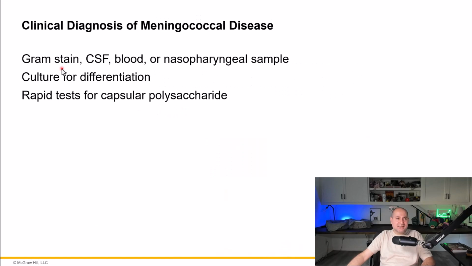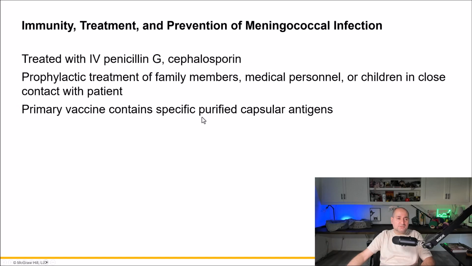This can usually be diagnosed by gram stain of CSF, blood, or nasopharyngeal sample. A rapid test is done for capsular polysaccharides. If the patient is positive for this bacterium, they're treated with type 4 penicillin G, cephalosporin as well, and prophylactic treatment of family members to stop the spread, and anyone else who was in contact with this patient. And there's even a primary vaccine which can be administered as well ahead of time.